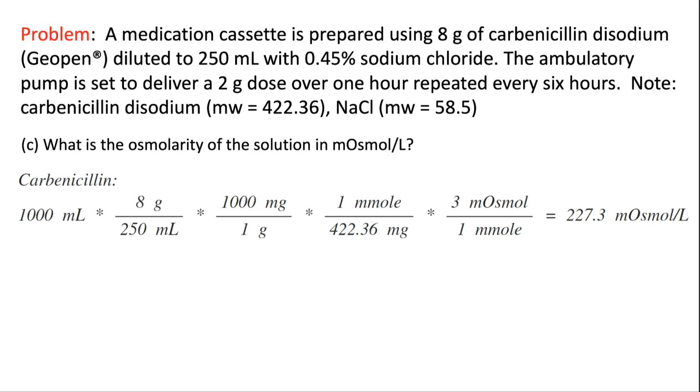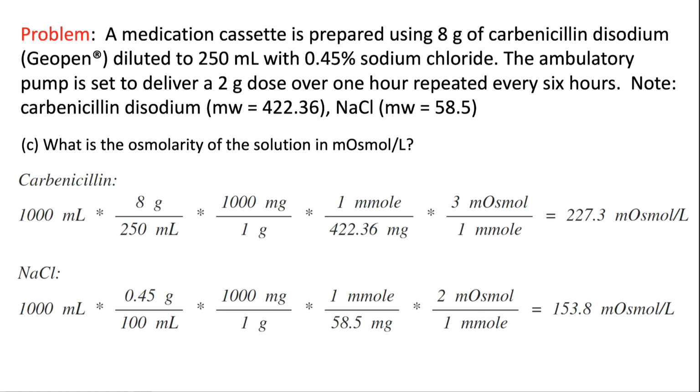Okay, let's find out how much we get from the sodium chloride. All right, so let's start at the same place. We have 1,000 milliliters since we want to know the amount per liter. So we'll times that times its concentration, which was 0.45% or 0.45 grams of sodium chloride per 100 mils. Mils cancel. To convert grams to milligrams, multiply by 1,000. And then to convert to millimoles, I'll multiply by 1 millimole over its formula weight of 58.5 milligrams. Now I'm in millimoles of sodium chloride.